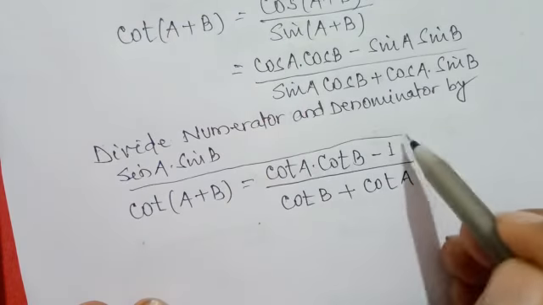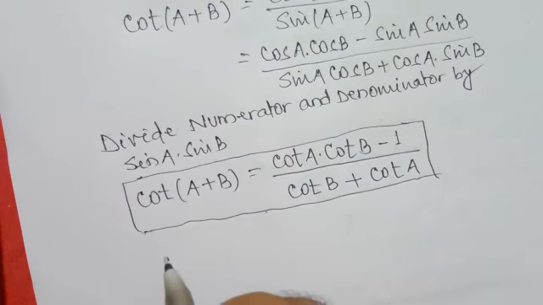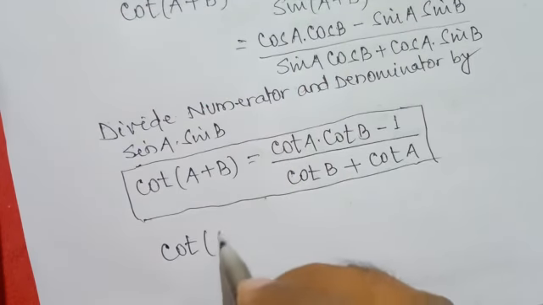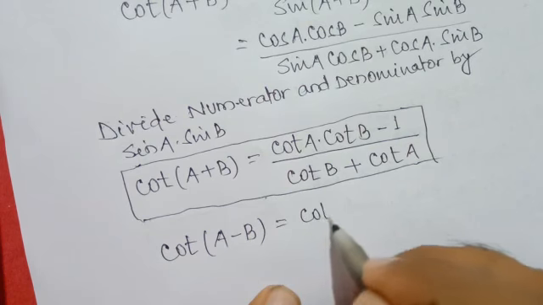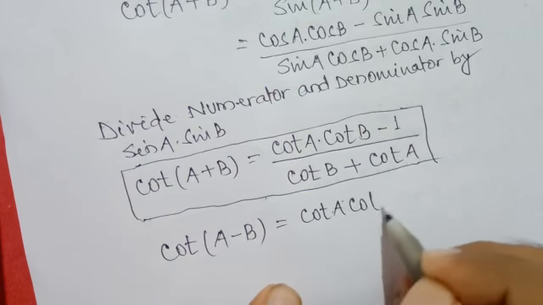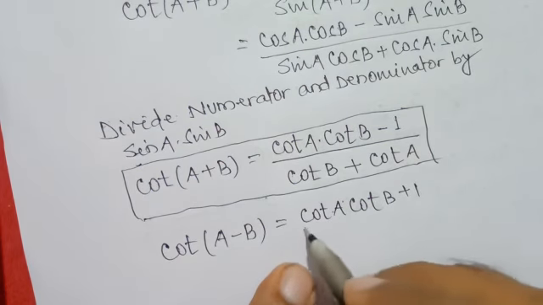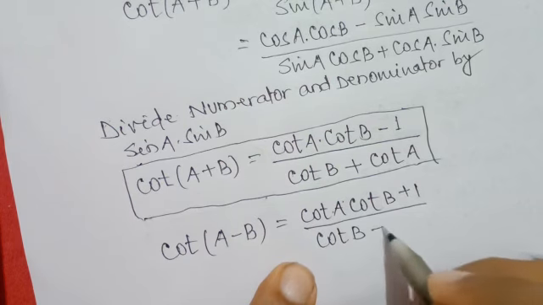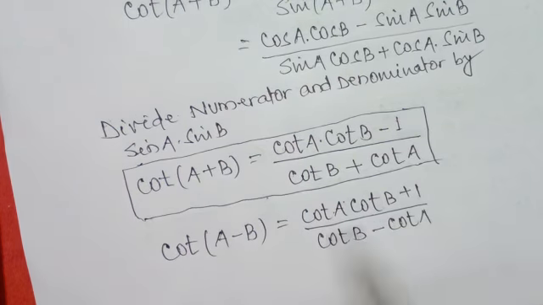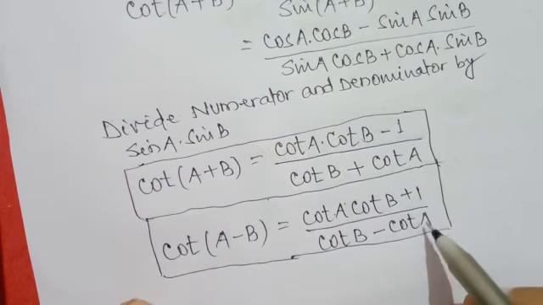Similarly, we can prove the formula for cot(A − B). I think you are in a position to derive this formula. Try to prove it yourself. It should be (cot A cot B + 1) divided by (cot B − cot A). Try to derive this formula yourself and give it to me. I will check it.